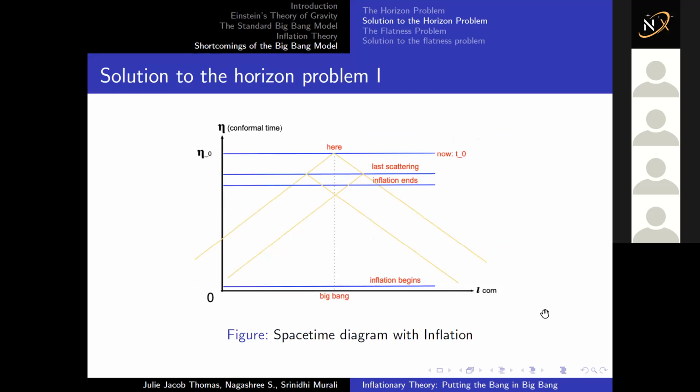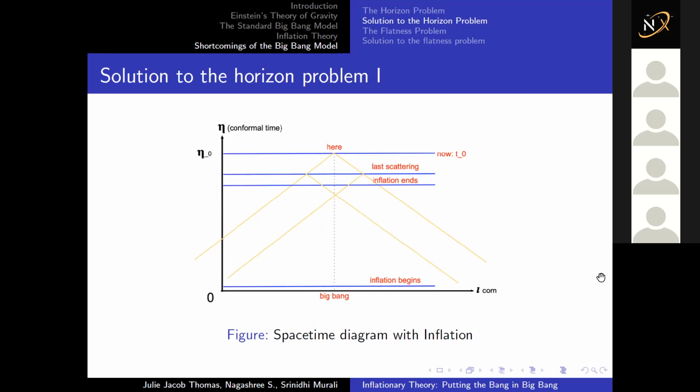So how does inflation solve this problem? In this space-time diagram, you can see that the 2 points that were causally disconnected at the Big Bang, we can extrapolate back to a time when they were indeed connected.